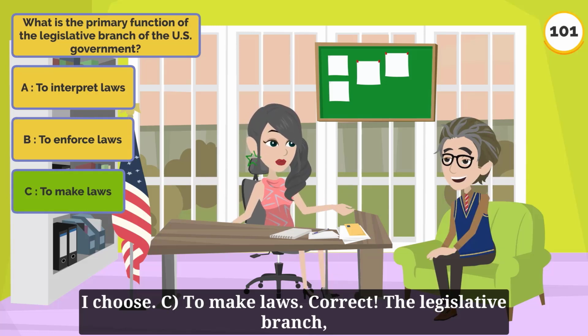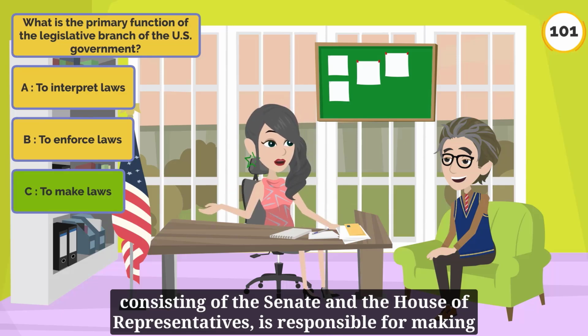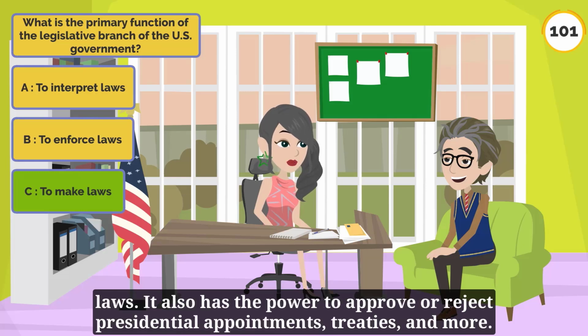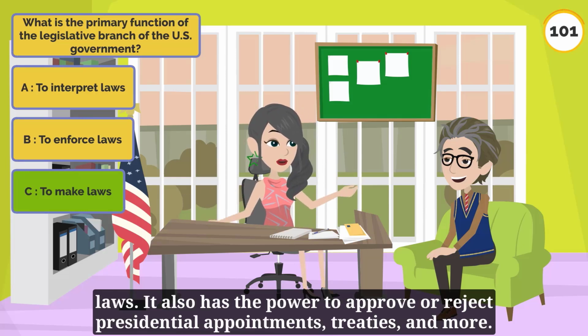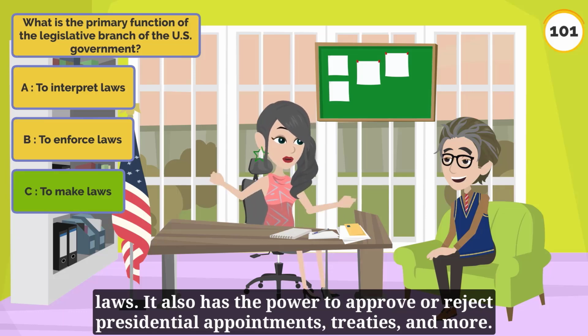Correct. The legislative branch, consisting of the Senate and the House of Representatives, is responsible for making laws. It also has the power to approve or reject presidential appointments, treaties, and more.